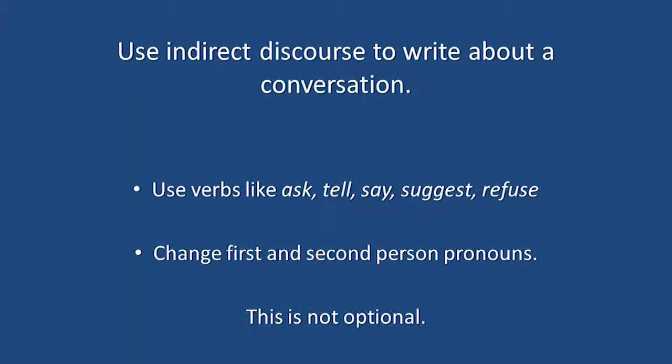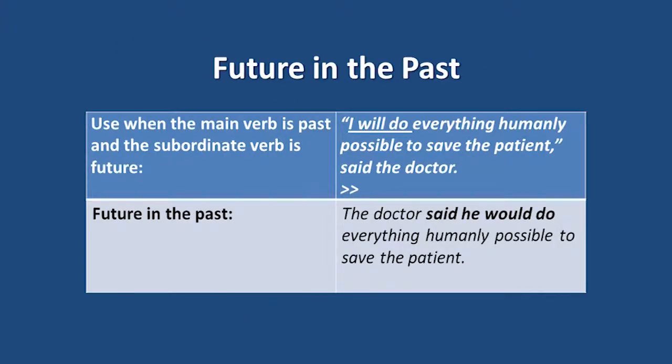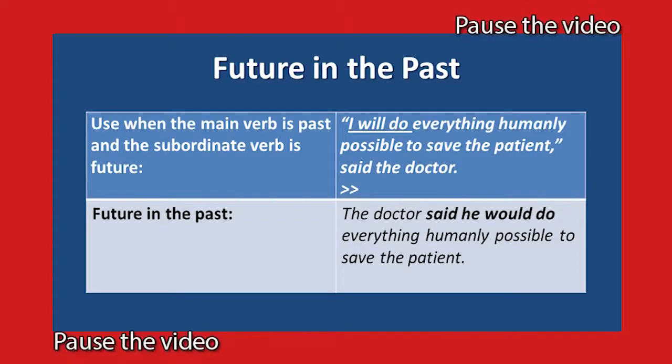Next, let's talk about using indirect discourse. Often in writing, we relate a conversation to support a point. Don't use direct discourse to do this in an essay. It's poor style. Use indirect discourse. Use verbs like ask, tell, say, suggest, refuse, and change first and second person pronouns. Remember to use the future in the past if the main verb is past and the subordinate verb is future. Pause the video and study the example.